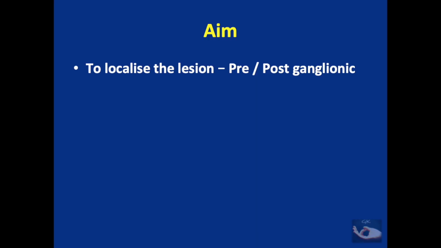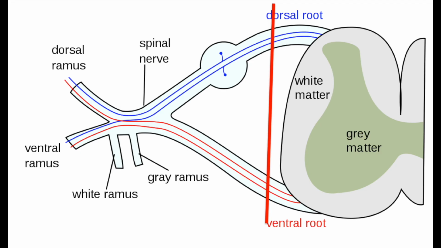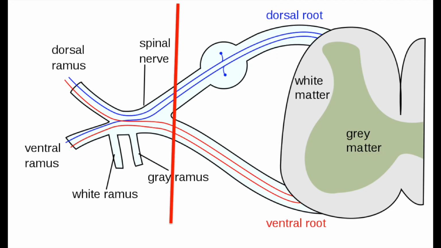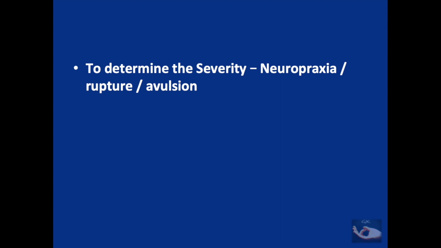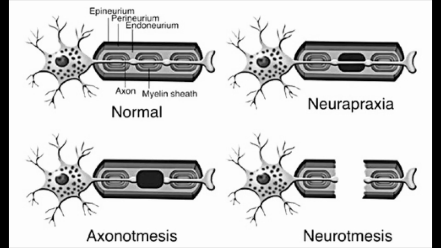Hi. When a patient presents to you with a brachial plexus injury, it may be obvious that he has the injury, but what may not be obvious is the severity and extent of the lesion. The aim of such an evaluation would be to localize the lesion, whether it is preganglionic or postganglionic, and to determine the severity, that is, whether it is a neuropraxia or a neurotmesis.